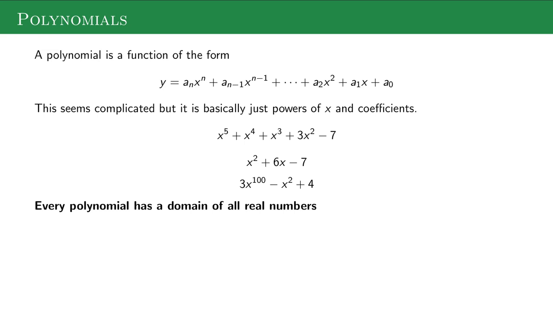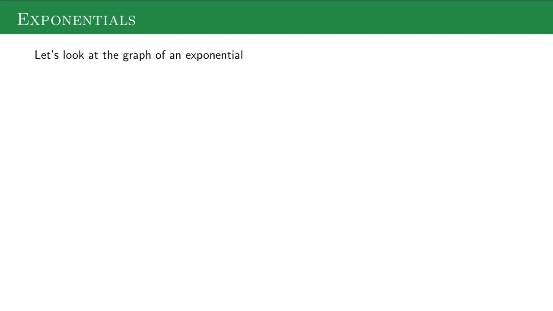You're just plugging in a number and squaring it or cubing it. We can do that for any number. We can add together any number, subtract any number. So nothing can go wrong for polynomials. So every polynomial, if it looks like this, its domain is all real numbers. I can plug in anything I want.